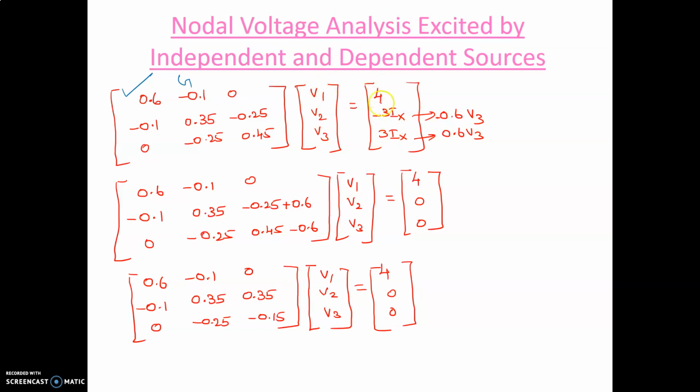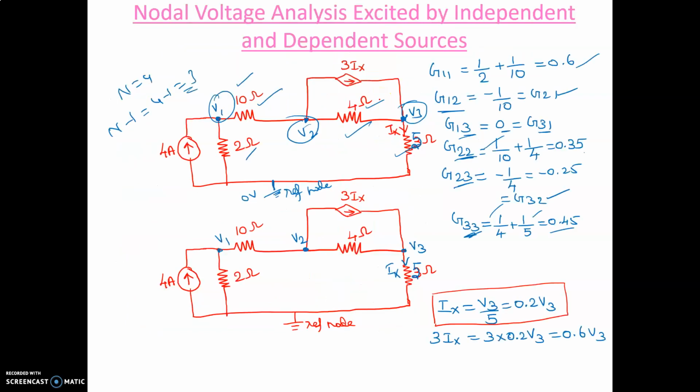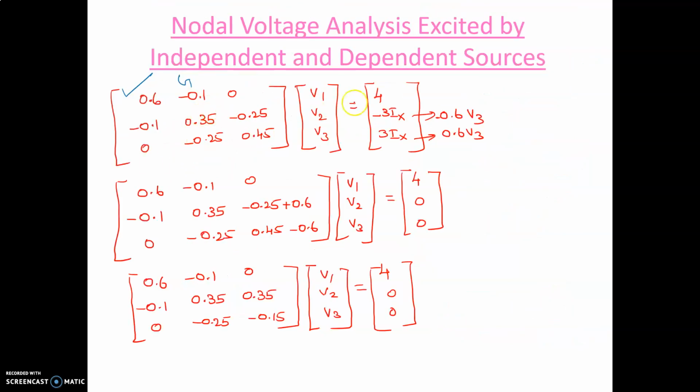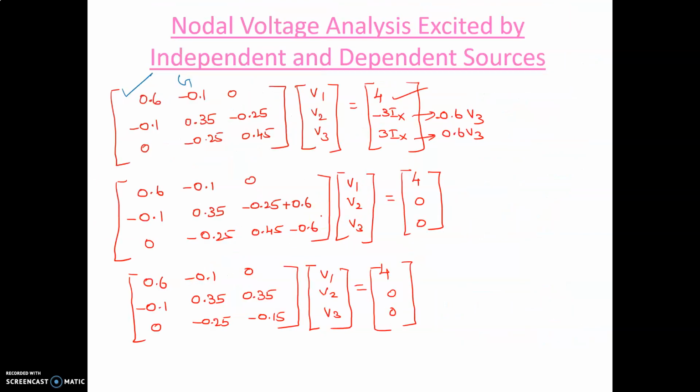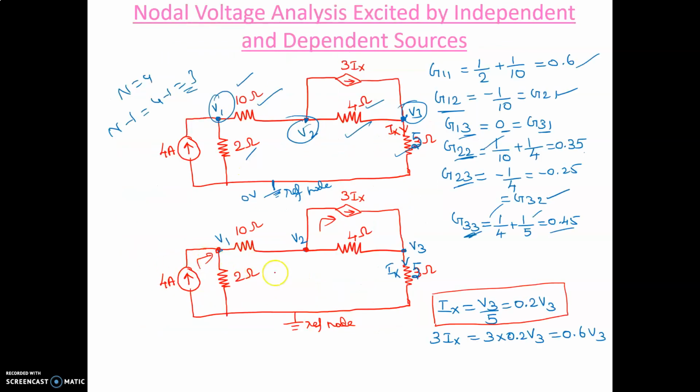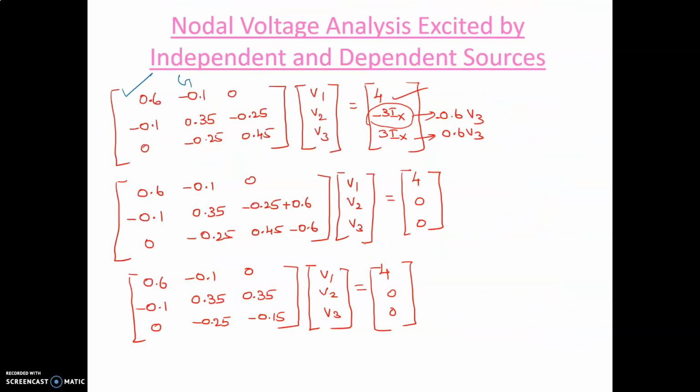So how did we get these values? At node 1, the 4 ampere current is entering, so it is plus 4. At node 2, the 3 Ix current is leaving from the node, which means minus 3 Ix. At node 3, this 3 Ix current is entering, which means it is plus 3 Ix.